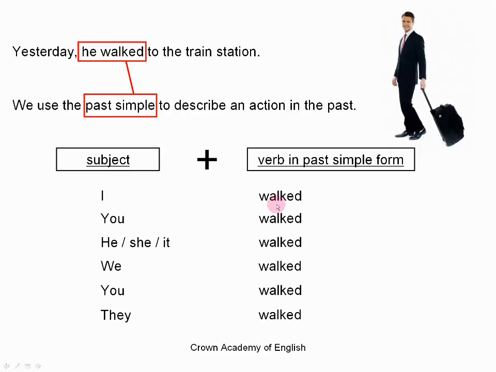Alright? Now, walk, this is a regular verb. And the regular verbs, we simply add the letters ed to the base verb. Alright? So if it is a regular verb, we simply add ed to the verb. Alright? Now let us look at the past simple form for other verbs, because not all verbs are regular.